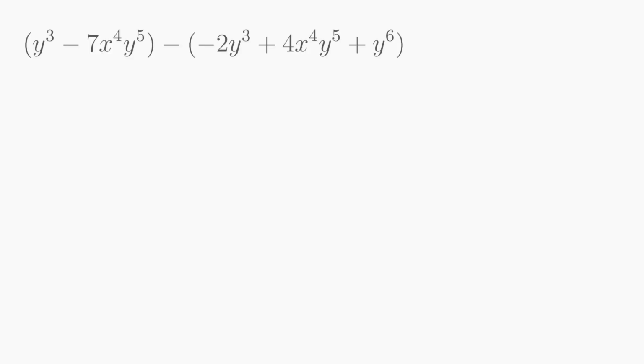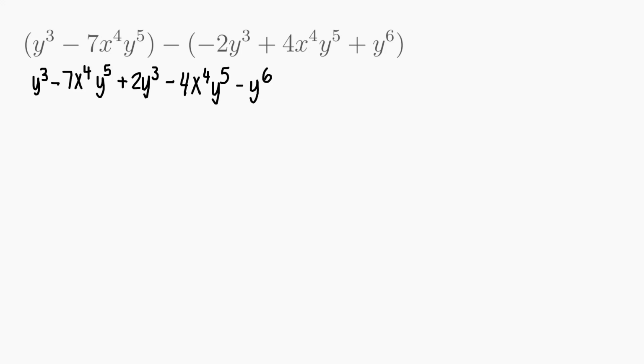Let's practice subtracting polynomials by doing this question. Let's use the horizontal method. So our first step is going to be to distribute this negative sign. So let's start by writing down this expression, y cubed minus 7x^4y^5, minus and minus, so that becomes a plus, so plus 2y cubed. This becomes minus 4x^4y^5 and minus y^6.